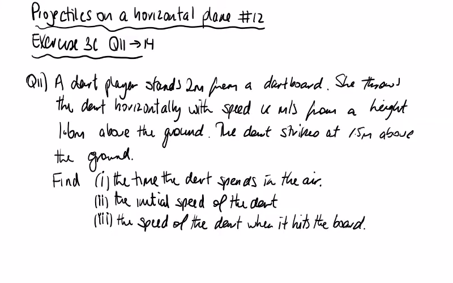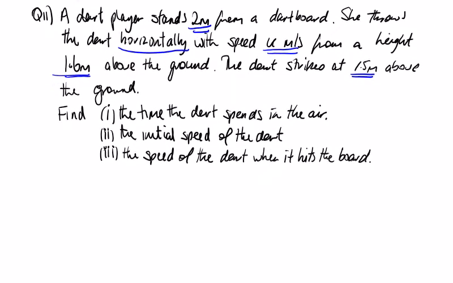Question 11. A dart player stands 2 meters from a dartboard and she throws the dart horizontally, so no j, with speed u, from a height of 1.6 above the ground, and it strikes the board at 1.5 above the ground. Okay, what have we got here?